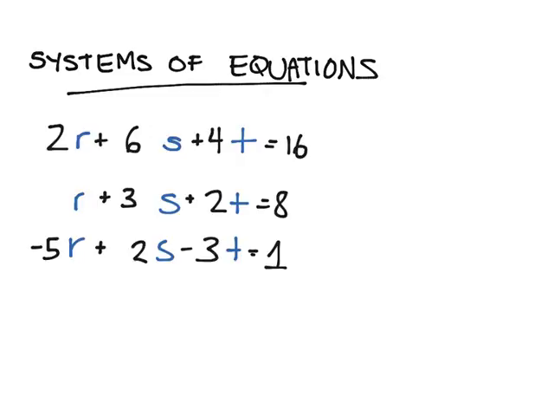Now, the first thing to remember is if we're solving for three variables, we need at least three equations. If we're solving for two variables, we need at least two equations, and so on for a larger number of variables. So the number of variables is equal to the number of equations.